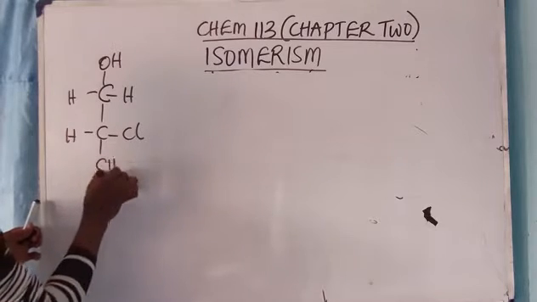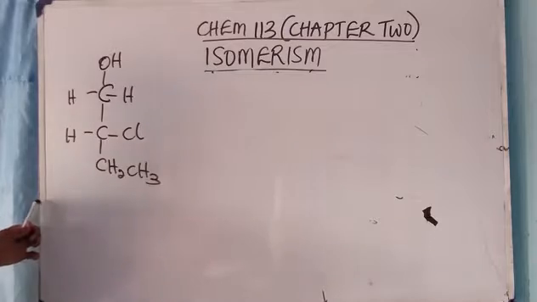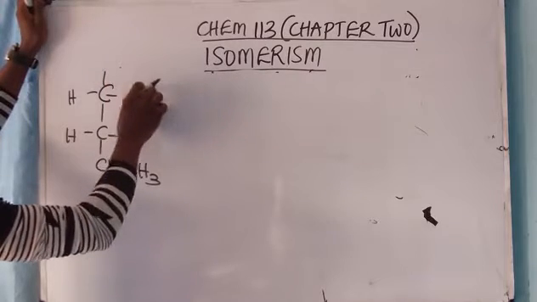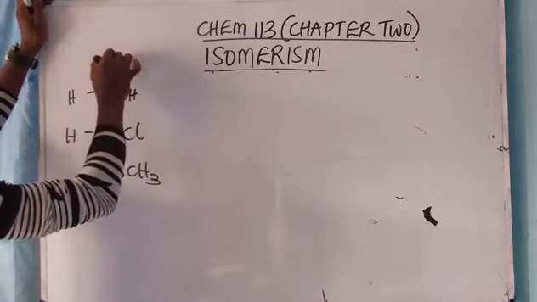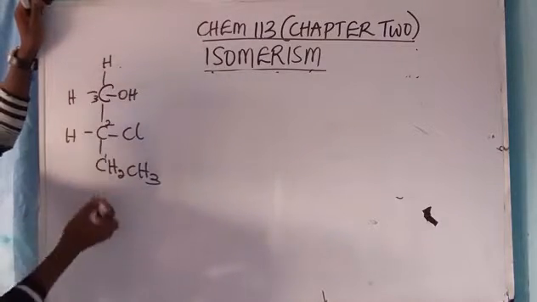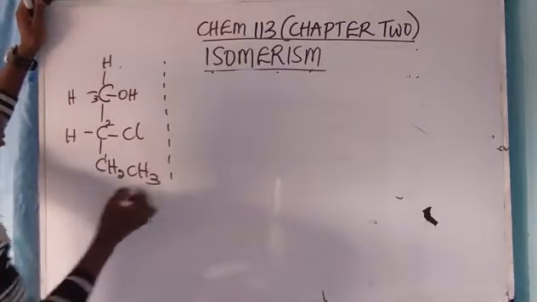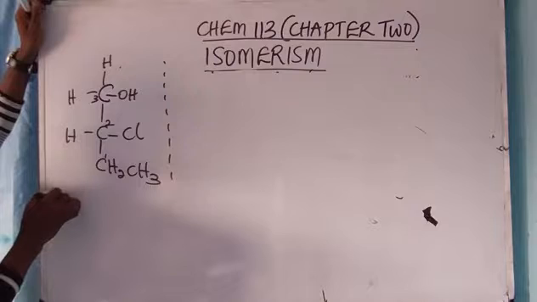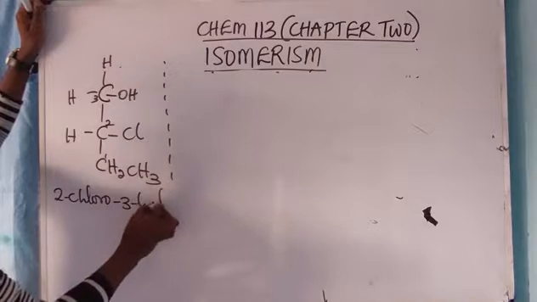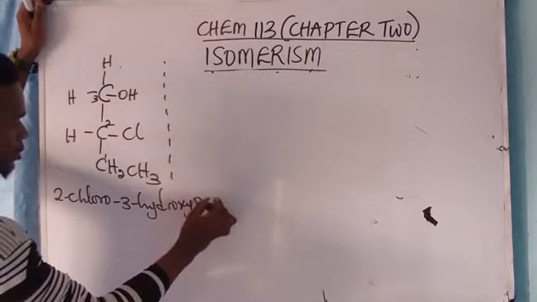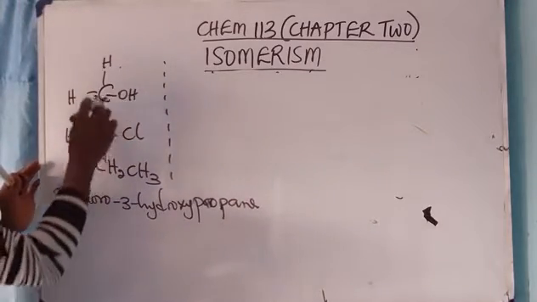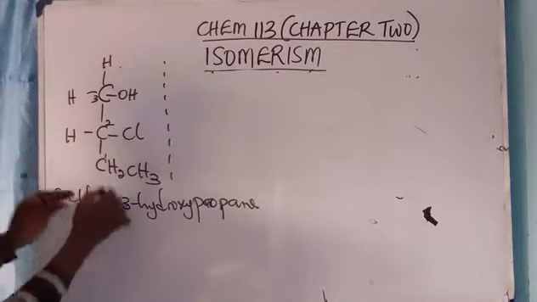Then, okay, let me just do it like this. CH2CH3. And this is 1, 2, 3. Now this is what? 2-chloro, 3-hydroxy propane. Which now is a normal compound. 3-chloro, 2-hydroxy, what? 1 propane, right?